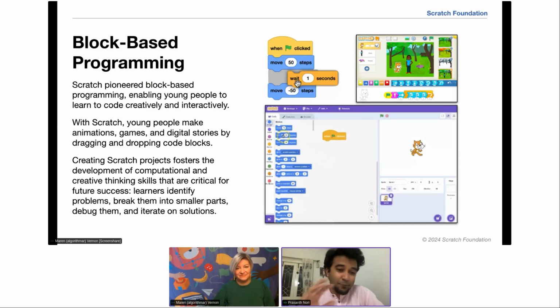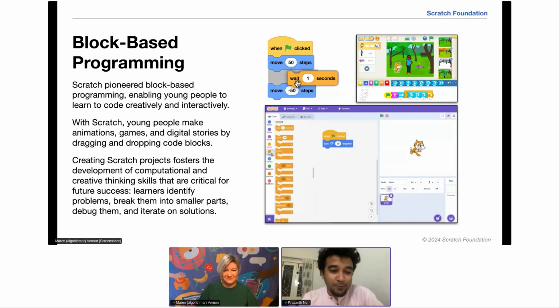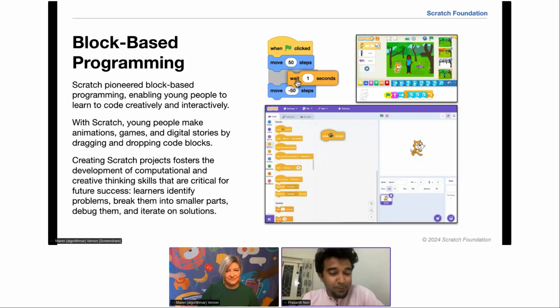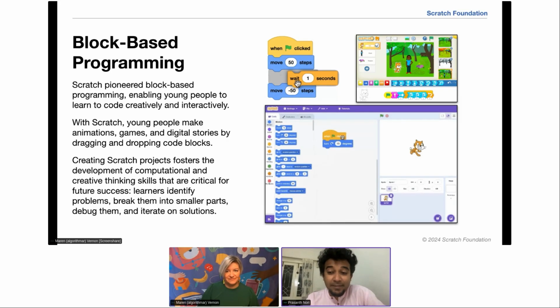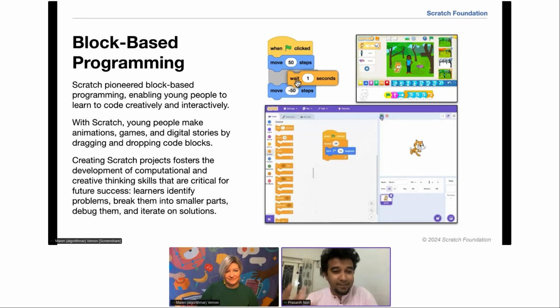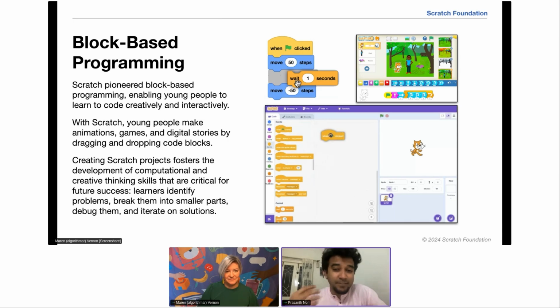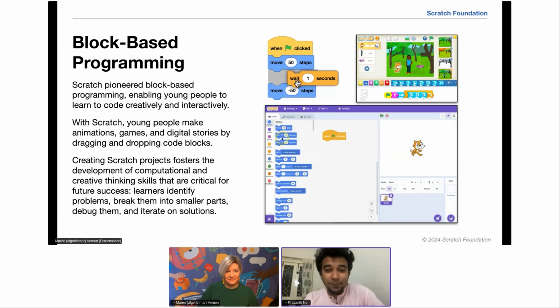So we've all seen a little bit about Scratch, and often you hear the words that go along with it is block-based programming. And yeah, it's those Scratch blocks, right? So Scratch pioneered block-based programming, enabling young people to learn to code creatively and interactively. Scratch software is deliberately designed to allow those with no previous coding experience to write programs through a lot of playful tinkering, playful experimentation. And with Scratch, young people make animations, games, digital stories, dragging and dropping code blocks.